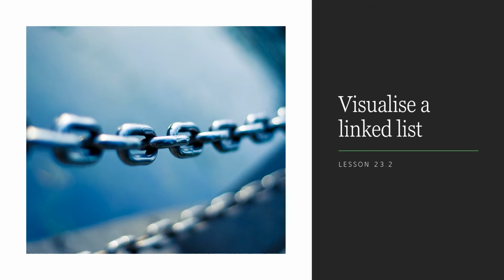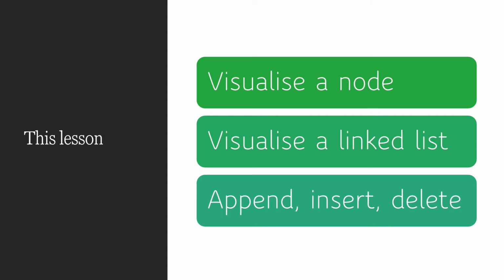Welcome back. In the last lesson, we introduced a new data structure called a linked list. In this lesson, we'll visualize a linked list as a set of nodes and see how operations are carried out on a linked list. So in this lesson, we'll visualize a single node and then see how nodes are joined together to create a linked list. And using this visualization, we'll see what happens when we append, insert, or delete nodes from the list.